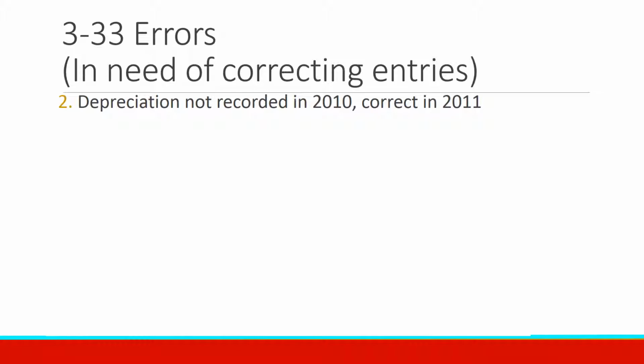In number 2 it says that depreciation was not recorded in 2010, but it was reported correctly in 2011. So depreciation expense is an expense which lowers net income. And so if it was not reported in 2010, we have understated expenses, and as a result, the net income reported is overstated. The problem doesn't go further, but if net income is overstated, retained earnings are overstated.